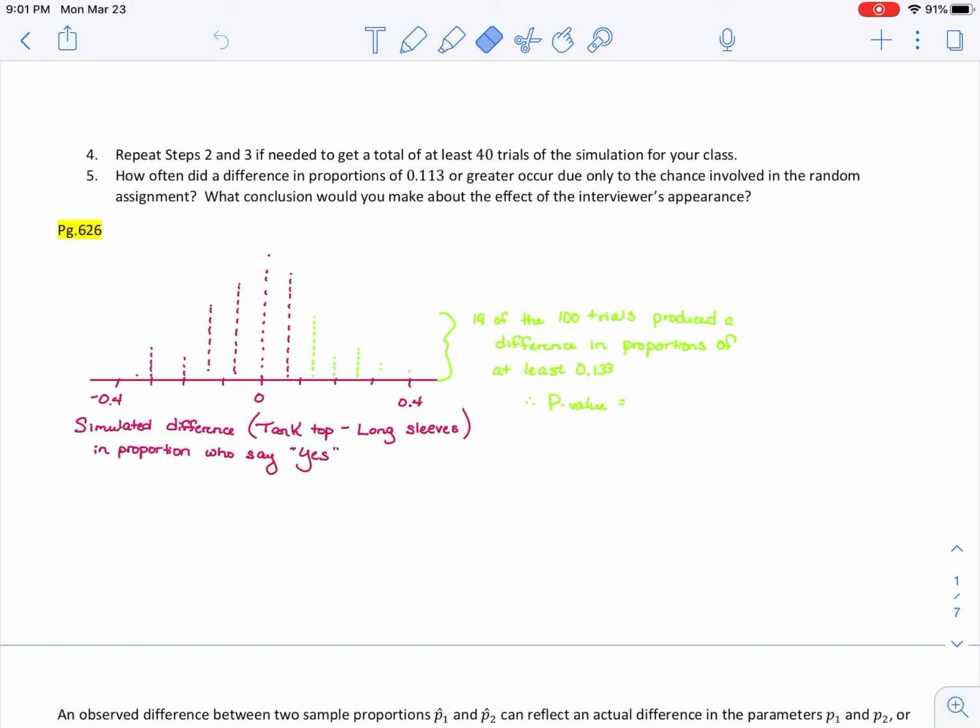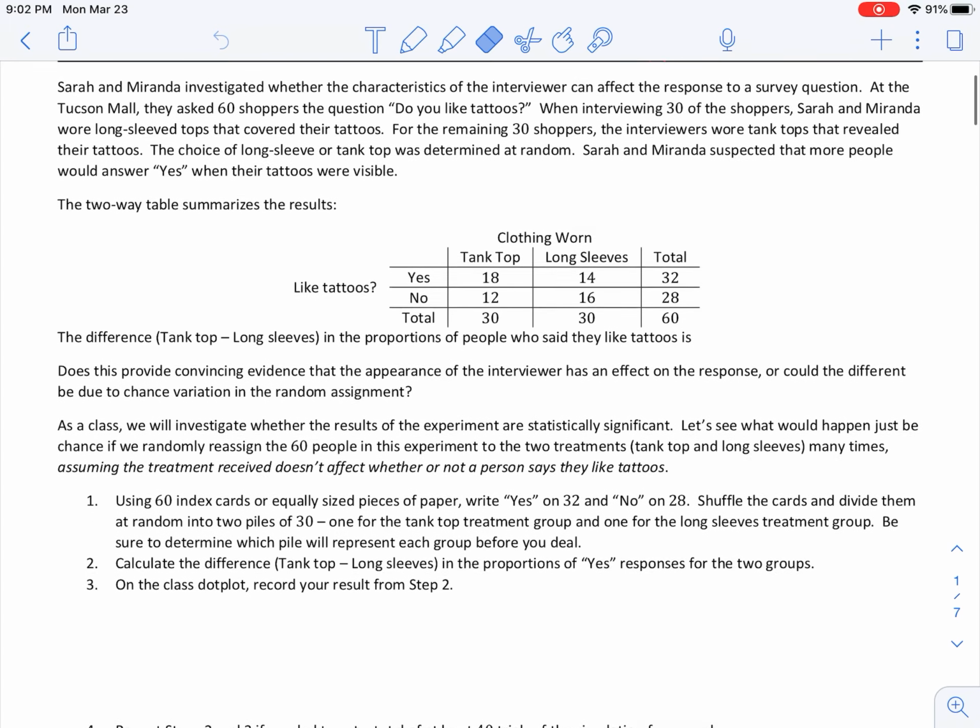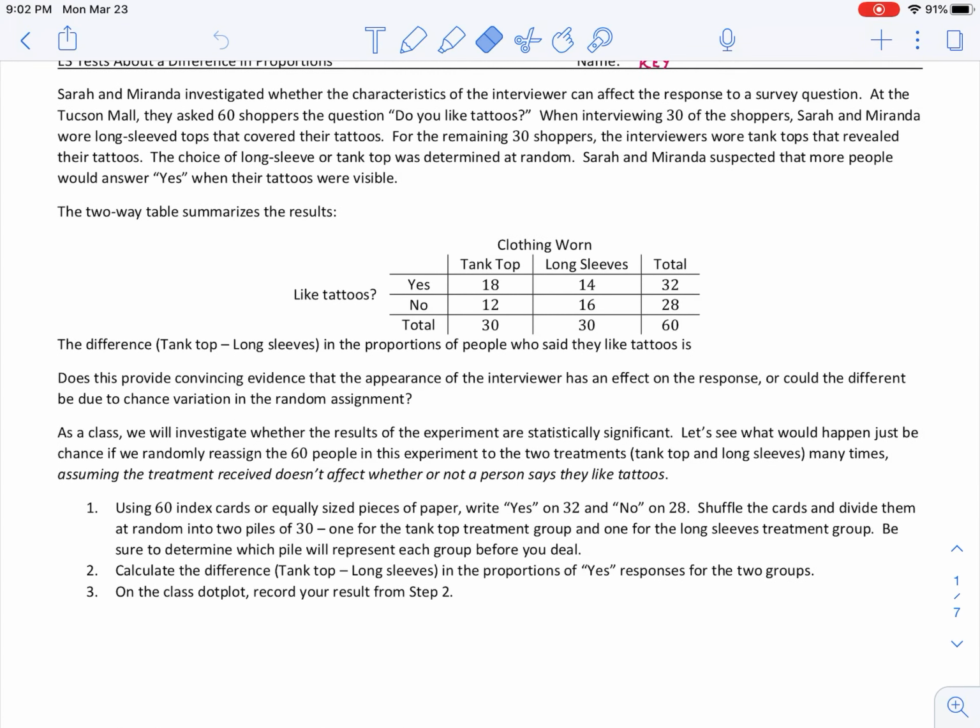What this found is that 19 of the 100 trials produced a difference in proportion of at least 0.133. I should have written that out here. There were 18 out of 30 who preferred tank tops, and 14 out of 30 who preferred long sleeves, which if you subtract those and use a decimal approximation, you get 0.133.